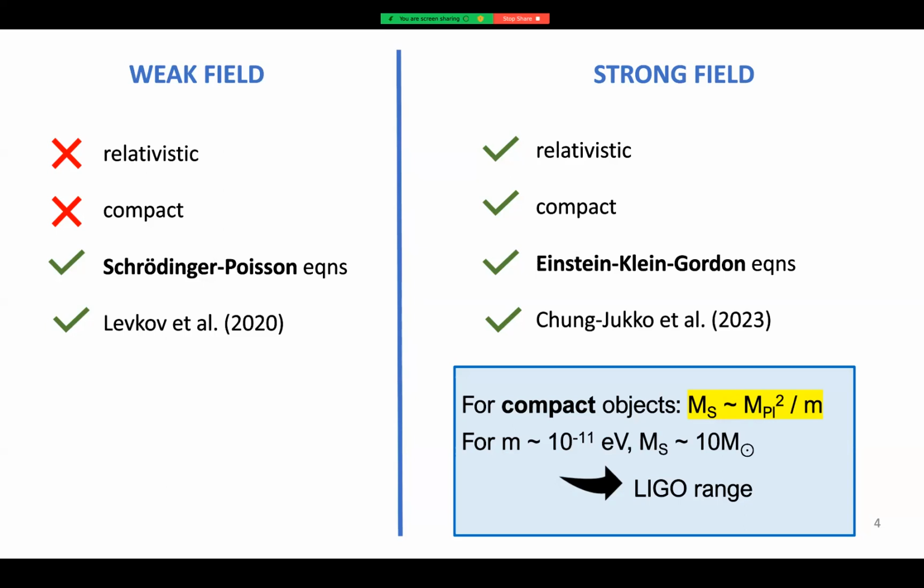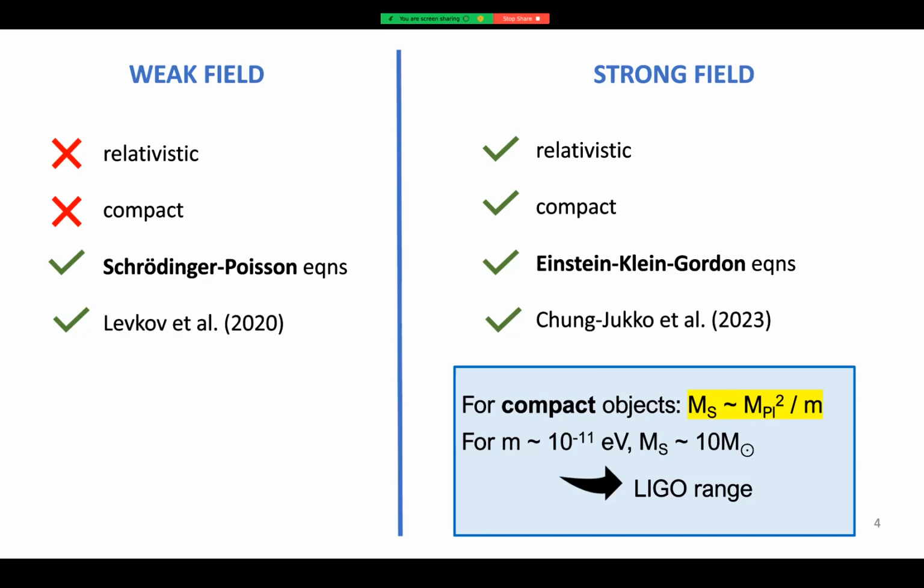So here's my paper that was recently published, also in this strong field section. This is different from the weak field regime, where the axion stars would be non-relativistic, non-compact, and often solutions to the Schrödinger-Poisson equations, where people use some kind of Newtonian gravity. And I put this paper by Levkov et al. from 2020 here. Some of you might know it. It's called Radio Emission of Axion Stars.